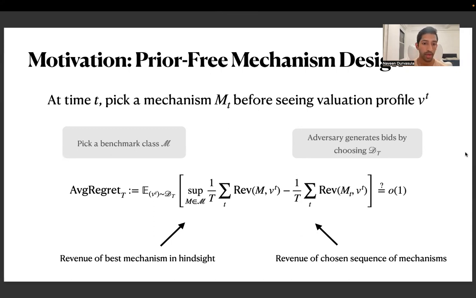One thing to note about this definition of regret is that the supremum lies within the expectation. This means that we don't just want ex ante performance, we're actually asking for good ex post performance on the empirical realized samples. The gold standard here is to have no average regret, which means that asymptotically, the average regret of the revenue of the chosen sequence of mechanisms approaches that of the best mechanism in hindsight.